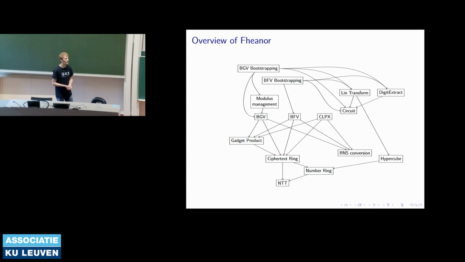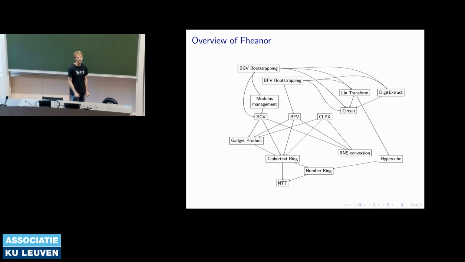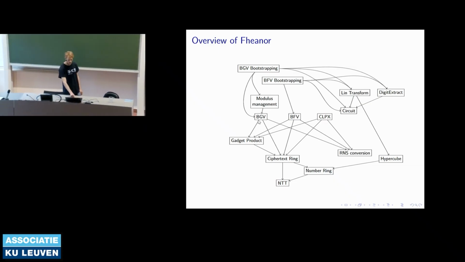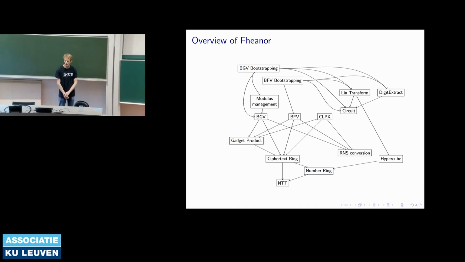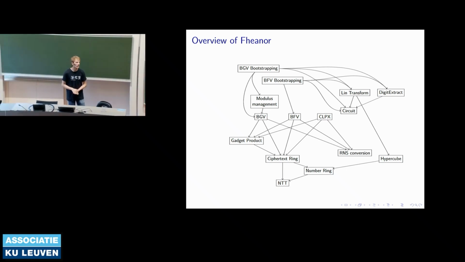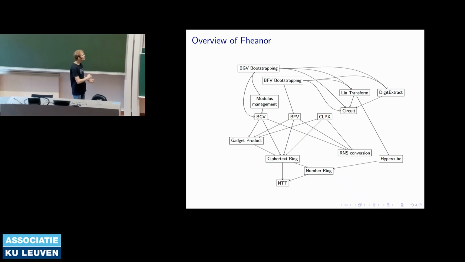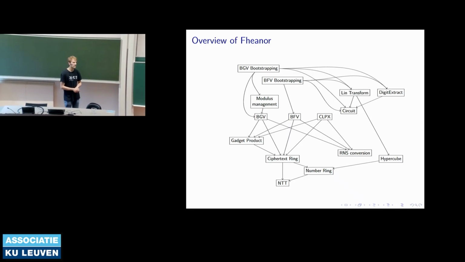Building on that, we have modules encapsulating arithmetic in different rings. And then we have these gadget products and RNS conversions, which are necessary to perform certain not strictly arithmetic operations in FHE. Based on these, we have schemes. Currently Fheanor contains implementations of three schemes: BGV, BFV, and CLPX. On top of that, we have more advanced operations, which primarily is bootstrapping. But for BGV, there's also the question of automatic modulus switching, noise estimation, and so on.